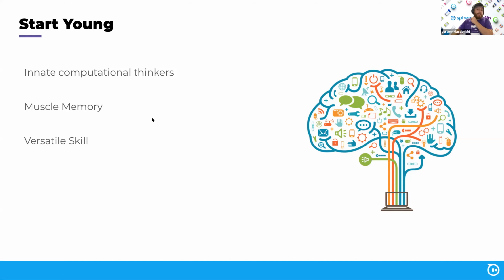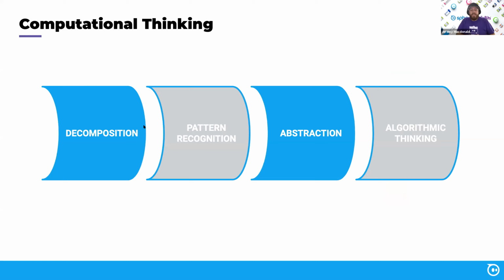If we go to the next slide and talk about what computational thinking is, computational thinking starts with decomposition. It moves on to pattern recognition, abstraction, and algorithmic thinking. We're going to talk about each one of these and then provide some examples of how you could see that in a classroom.